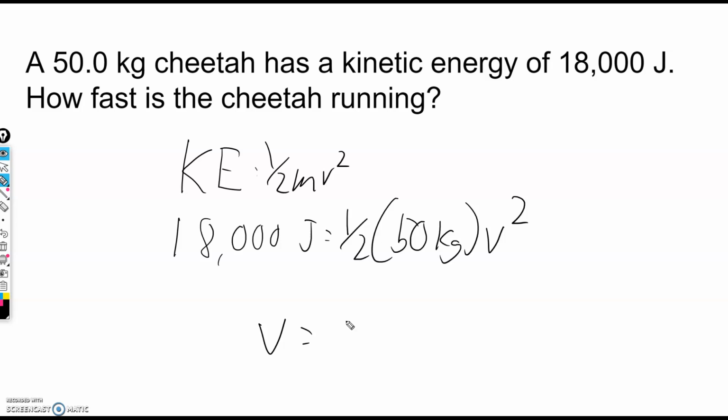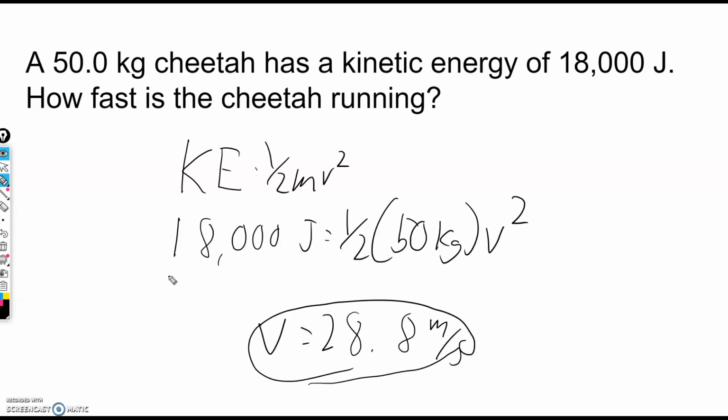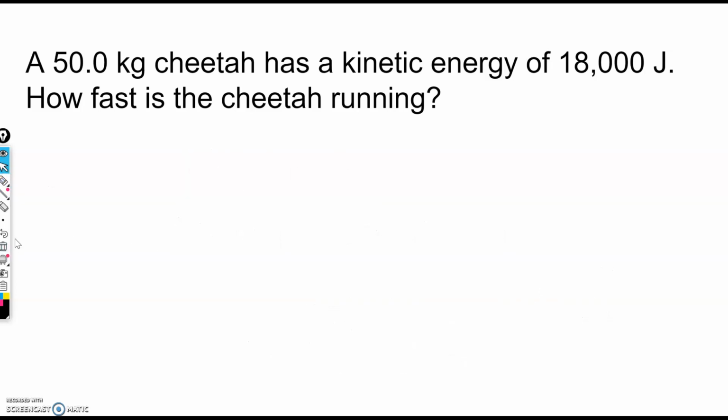And then we'll square root it. So we should get the cheetah running at about 28.9.8 meters per second. Okay. So don't forget at the end to square root the final number. So really at the end, you should be taking velocity equals the square root of about 720 to get rid of that squared. All right, let's move on.